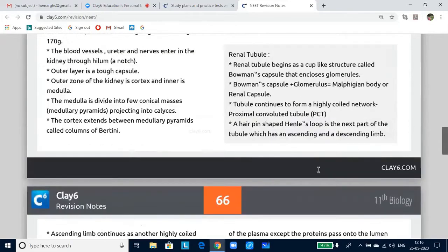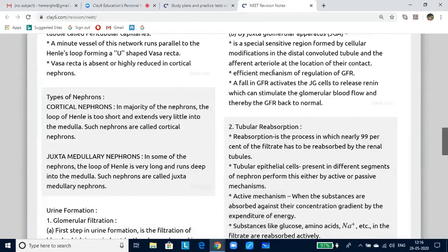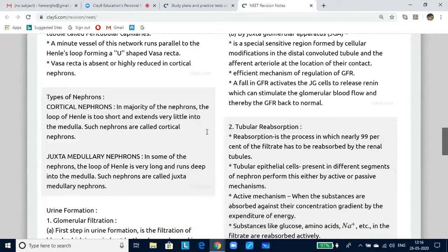Now, with this understanding of the nephrons, you have two kinds of nephrons. One is cortical nephron, the other is juxtamedullary nephrons. Cortical nephrons are in majority of the nephrons, loop of Henle is too short and extends very little into the medulla, and these are called as the cortical nephrons. In juxtamedullary nephrons, loop of Henle will be very long and it runs deep into the medulla.